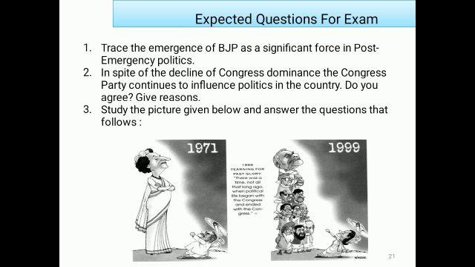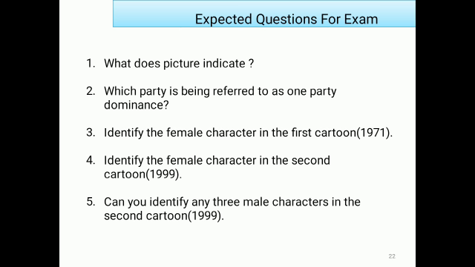Then come expected questions for exams. Trace the emergence of BJP as a significant force in post-emergency politics. In spite of the decline of Congress dominance, the Congress party continues to influence politics in the country. Do you agree? Give your reasons. Study the picture given below and answer the questions that follow. One picture is from 1971 and the next one is from 1999. What does the picture indicate? It depicts change from one party dominance to a multi-party alliance system. Which party is being referred to as one party dominance? Congress.